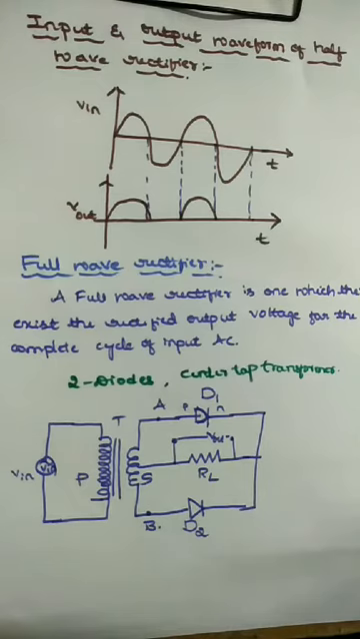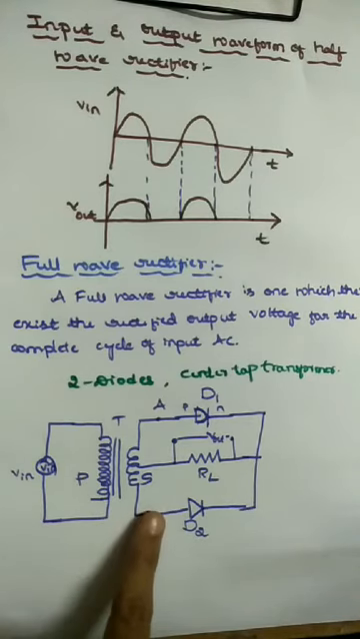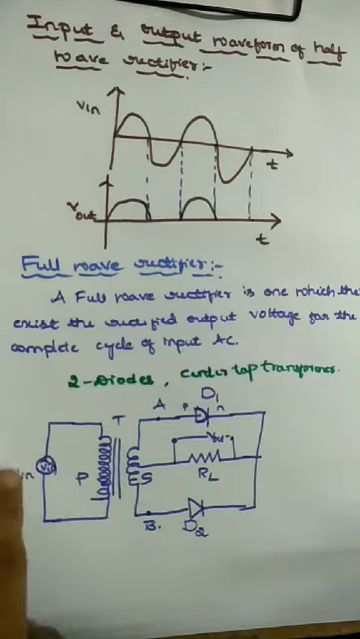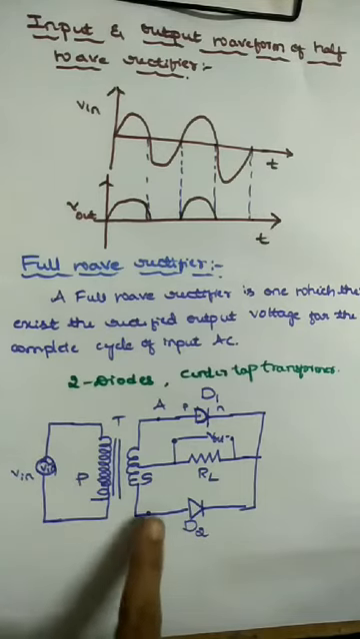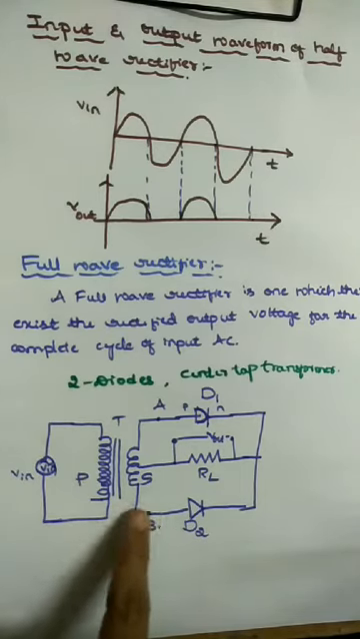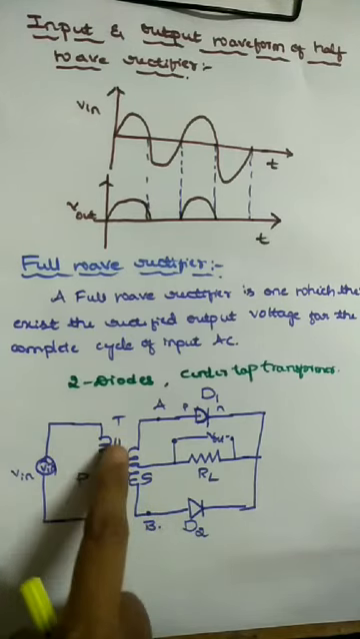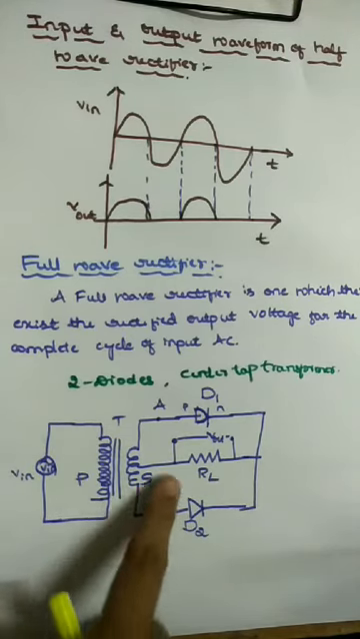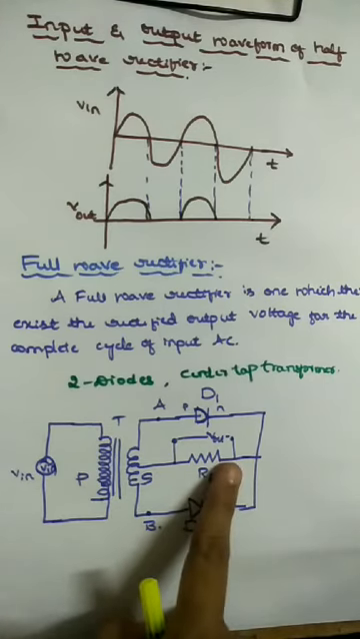The AC voltage to be rectified is applied to the primary of the transformer. The voltage appearing across the secondary coil of the transformer becomes the input for the rectifier. So the alternating voltage appears across the secondary coil, and that is the input for the rectifier.